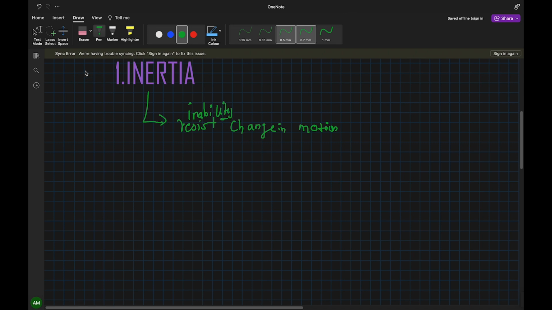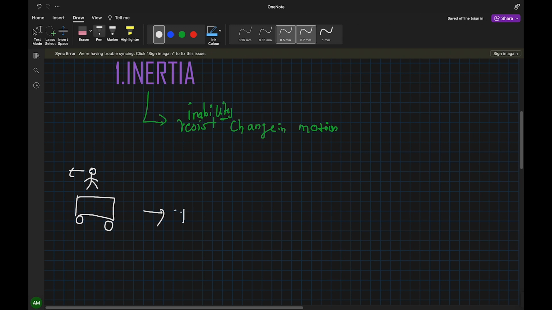Okay, I will explain it with the help of an example. Assume that you are sitting in a car which is at rest, or you are standing in a car. Now what happens if this car suddenly moves? Do you think you will move suddenly? You will get a sudden jerk-like feeling. You will move suddenly. Why is this?